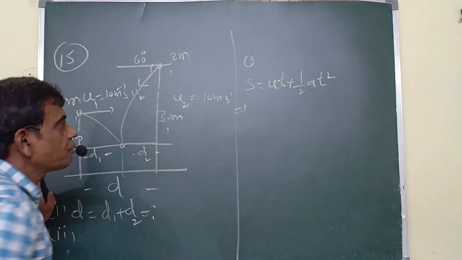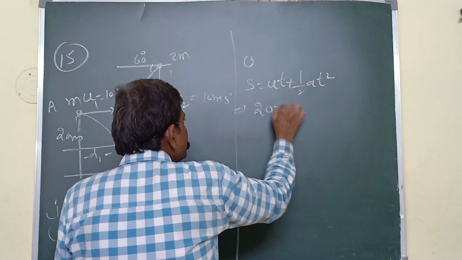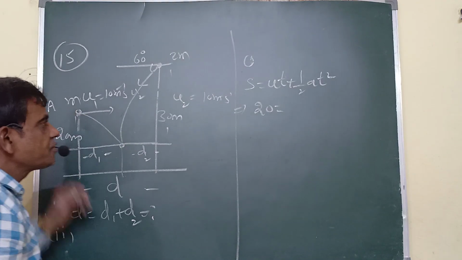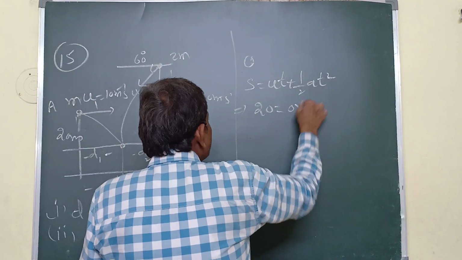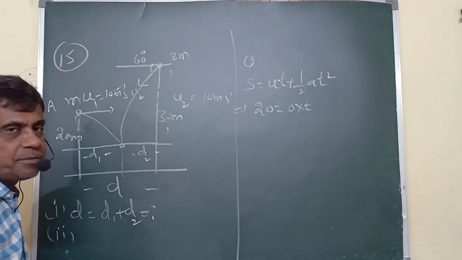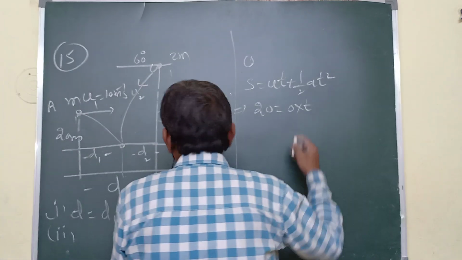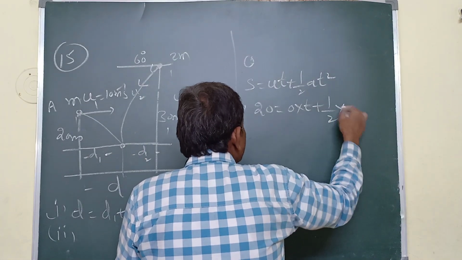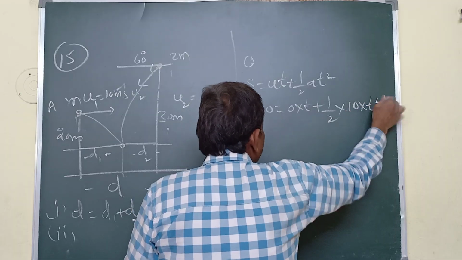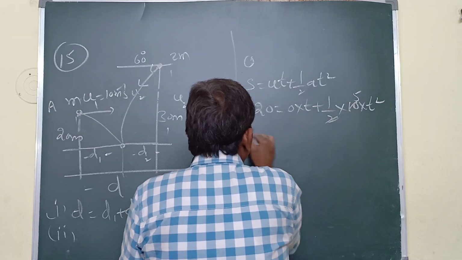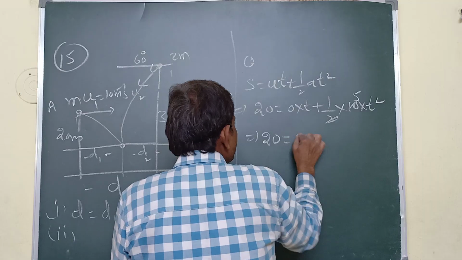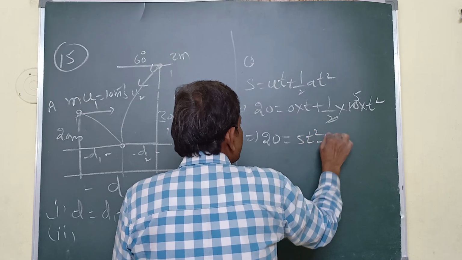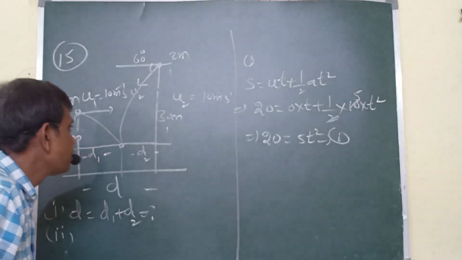Here S is 20, the vertical initial velocity is 0 times time, plus half into g, where I take g as 10, so 10t square. Finally I get 20 equals 5t square. This is my first equation.